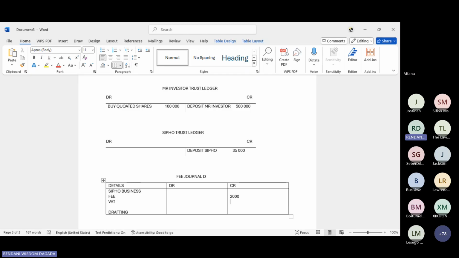Let's calculate 15% of 2,000. How much is that? 300 rand. And Sipho business? 2,300. Fee plus VAT. Is anyone still confused with regards to the fee, because this carries a lot of marks in the exams? Is there anyone who has a question on how we came up with this amount?